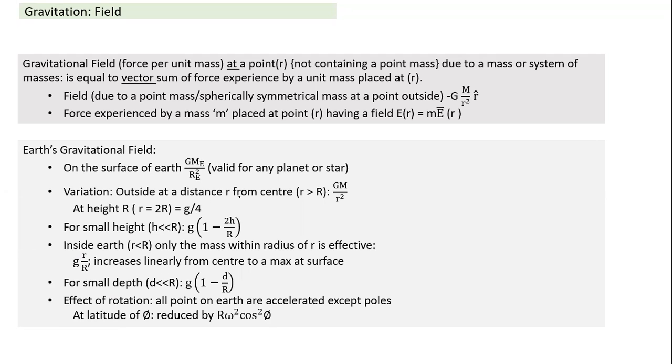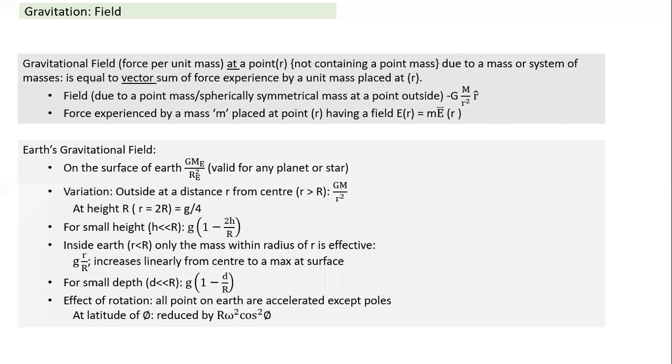For the variation at a distance r from the center, for any point outside, if r is greater than capital R, Earth becomes like a point mass. The field becomes GM by small r square. Just to understand here, if you have to calculate the gravitational field at a height R from the surface of Earth, first think of the distance from the center of Earth. If the height is R, the distance from the center becomes 2R, and it varies as the inverse square law. So if the distance becomes twice as much, the gravitational field becomes 1 by 2 square, so it becomes g by 4. At a distance of 10R from the center of Earth, it becomes 1 by 100 times, and so on and so forth.